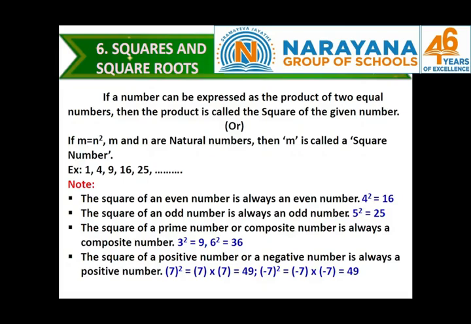The next point: the square of a positive number or a negative number is always a positive number. I am taking example 7. 7 square is equal to 7 into 7, that is equal to 49, and minus 7 whole square is equal to minus 7 into minus 7, that is equal to 49. So the square of a positive number or a negative number is always a positive number.